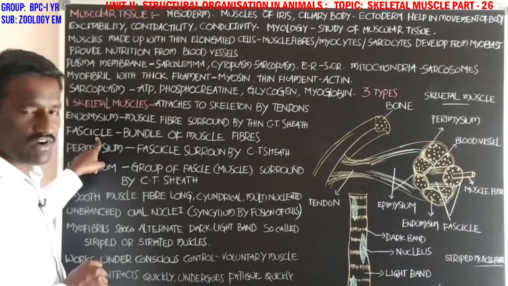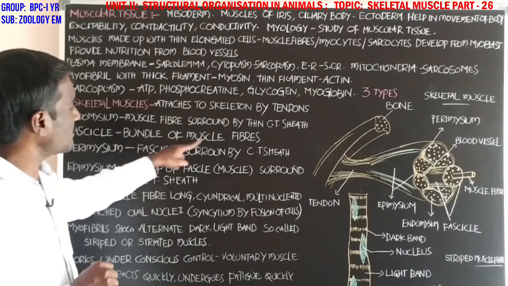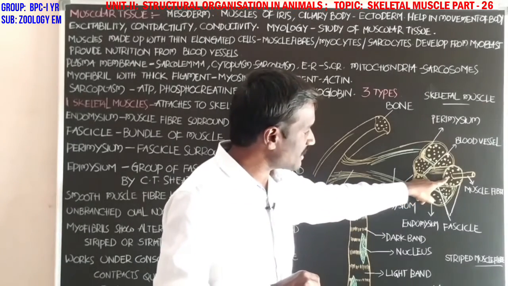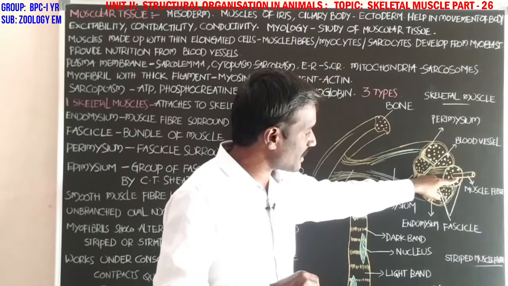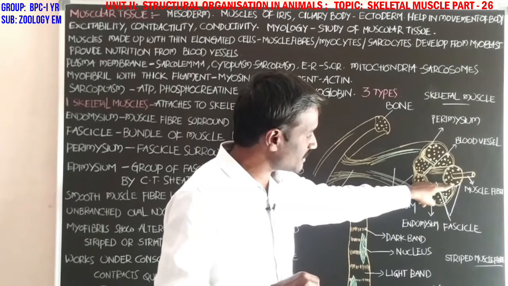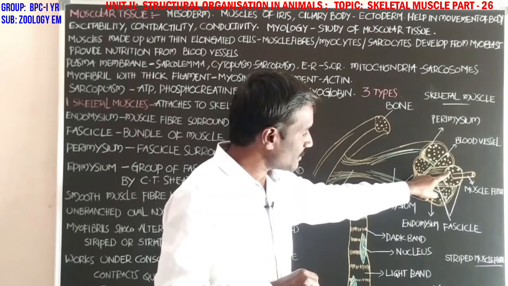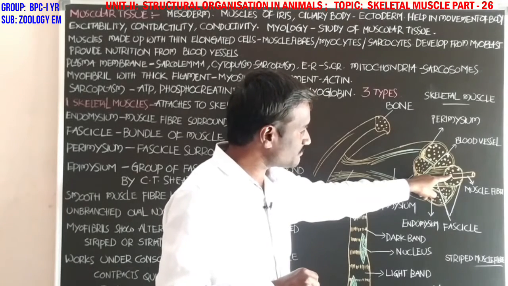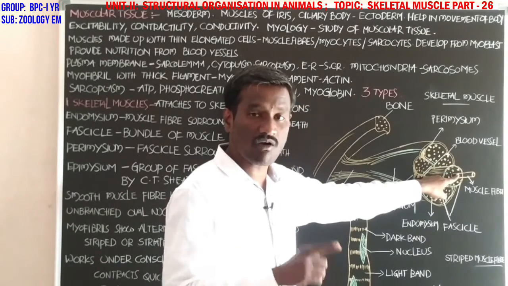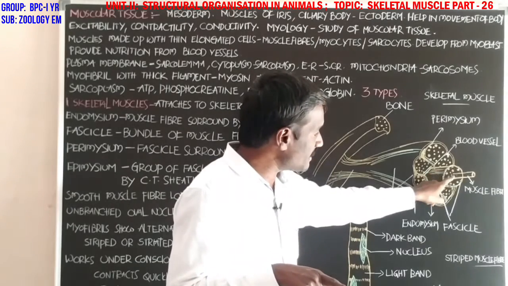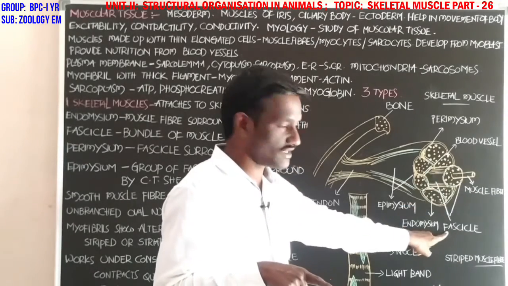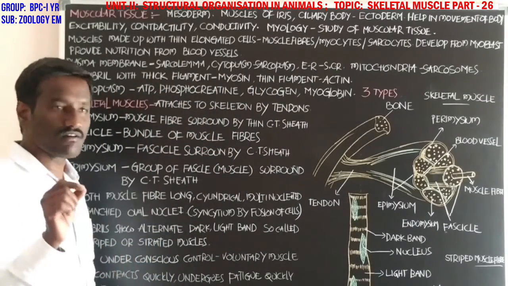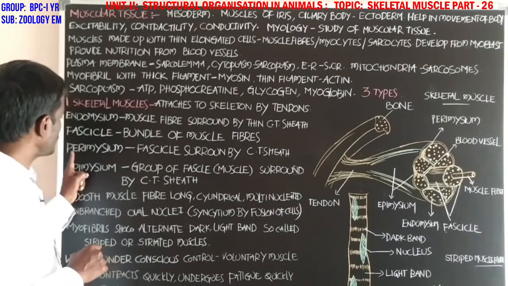Next, fascicle. What about the fascicle, student? Bundle of the muscle fiber. These are muscle fibers. Each one of the muscle fibers is surrounded with the connective tissue sheath called endomysium. And the bundle of the muscle fibers, that is called fascicle.